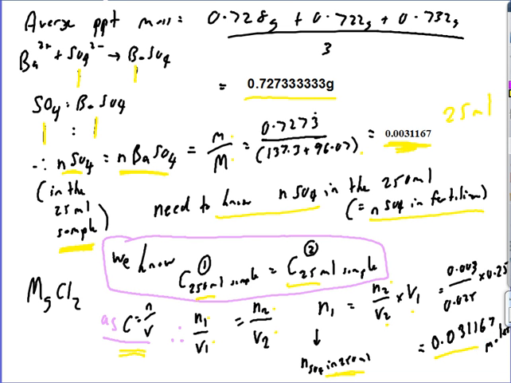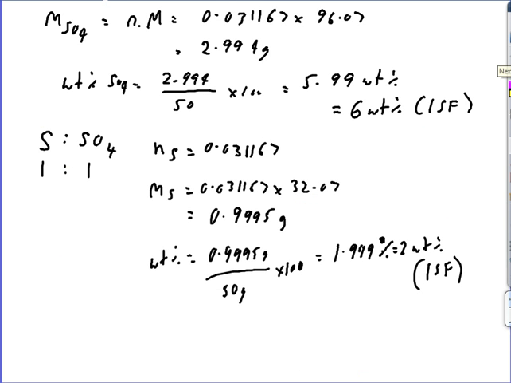And now it's just a simple case of calculating the weight percent. We can find the mass of sulfate, which is just number of moles times the molar mass. That tells us how many grams of sulfate there were in the fertilizer. Then we can find the weight percent by dividing by the mass of the fertilizer, times 100, and looking at the question, we know it's one significant figure, so that's 6 weight percent sulfate in the fertilizer.